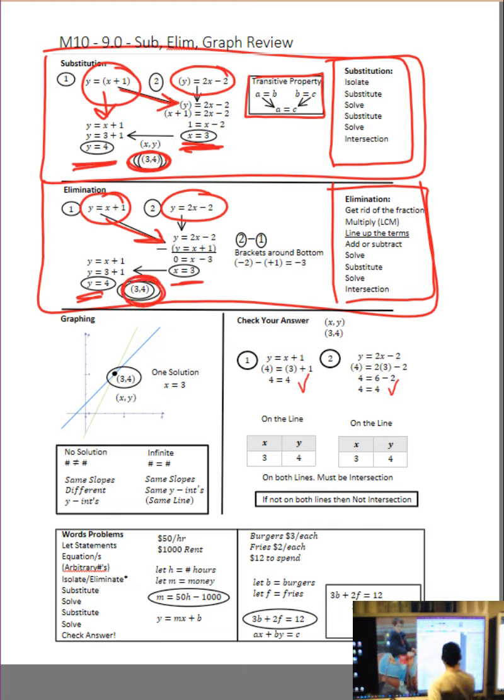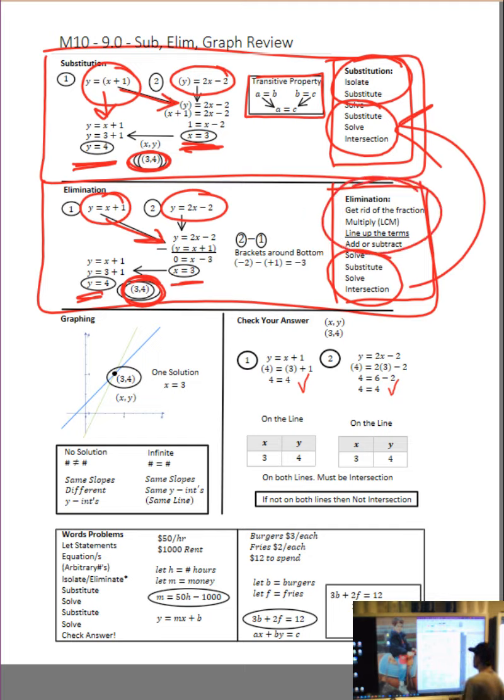Notice, the last four steps of elimination off to the right, solve, substitute, solve, intersection, are the last four steps of substitution above. So substitution is really just isolate, substitute. Elimination is get them ready, lined up, and ready to be eliminated. And then substitute, solve, substitute, intersection.